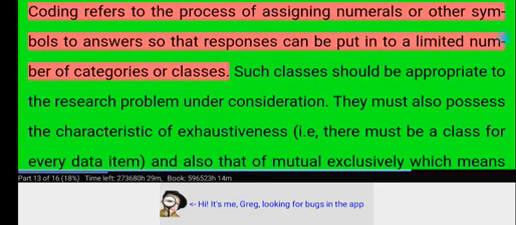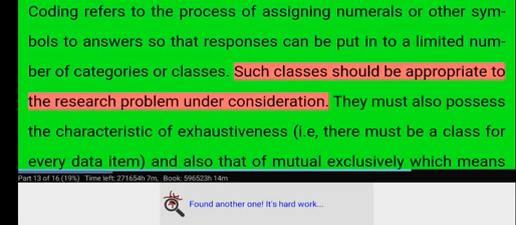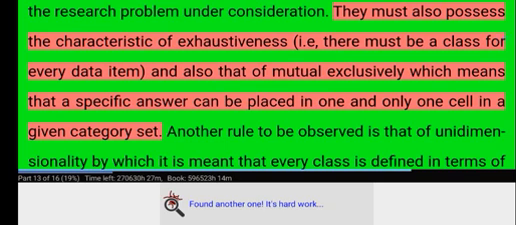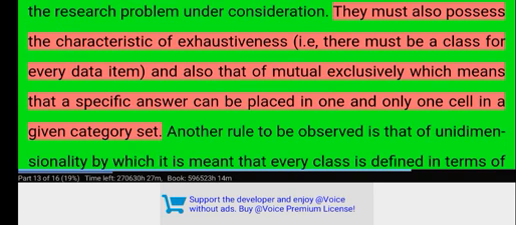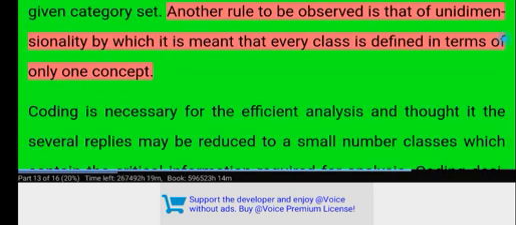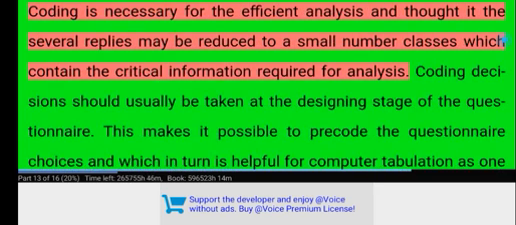Coding. Coding refers to the process of assigning numerals or other symbols to answers so that responses can be put into a limited number of categories or classes. Such classes should be appropriate to the research problem under consideration. They must also possess the characteristic of exhaustiveness, i.e., there must be a class for every data item, and also that of mutual exclusivity, which means that a specific answer can be placed in one and only one cell in a given category set. Another rule to be observed is that of unidimensionality, by which it is meant that every class is defined in terms of only one concept.